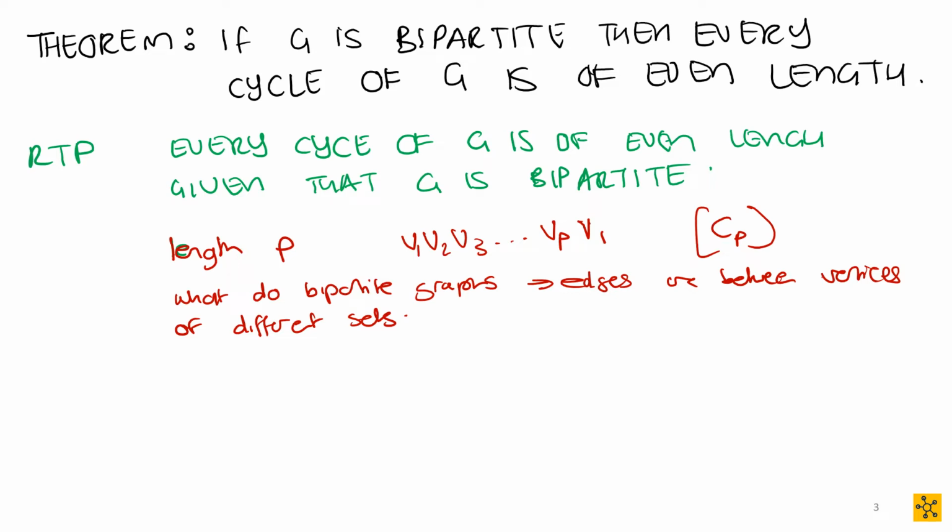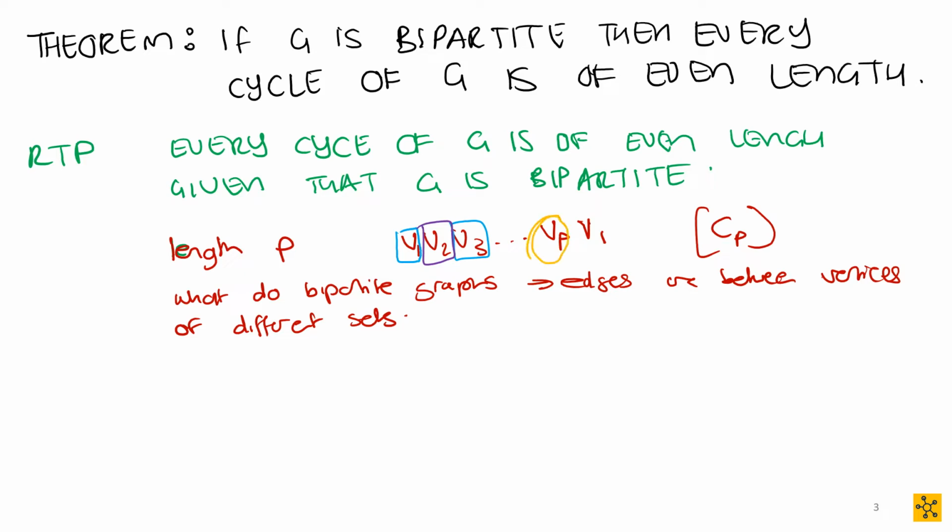Then what do you know about bipartite graphs? You know that the edges are between the vertices of different sets. And that should slowly start getting you thinking about, well, if the edges are only between the vertices of different sets, and I have a cycle, that means that when I end up looking at our cycle, the V1, the V3, etc. are going to be in the same set, whereas the V2s, the V4s, and so on are going to be in a different set.